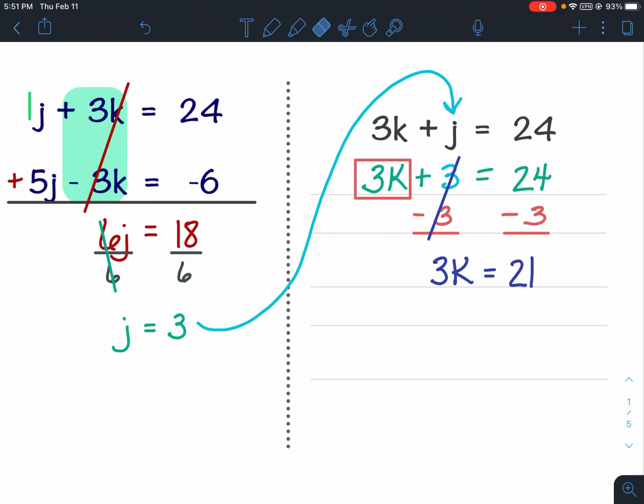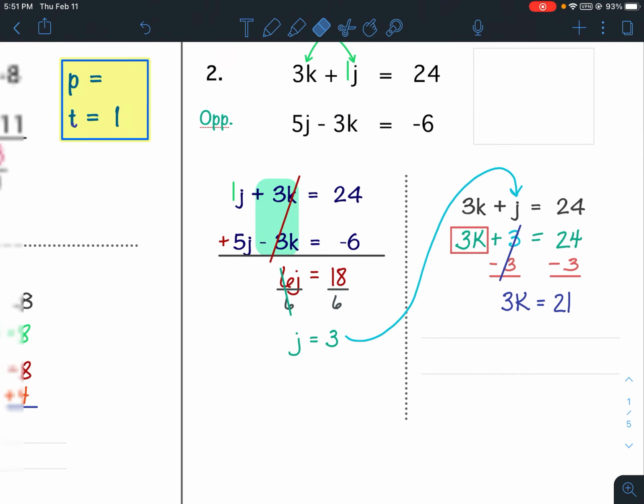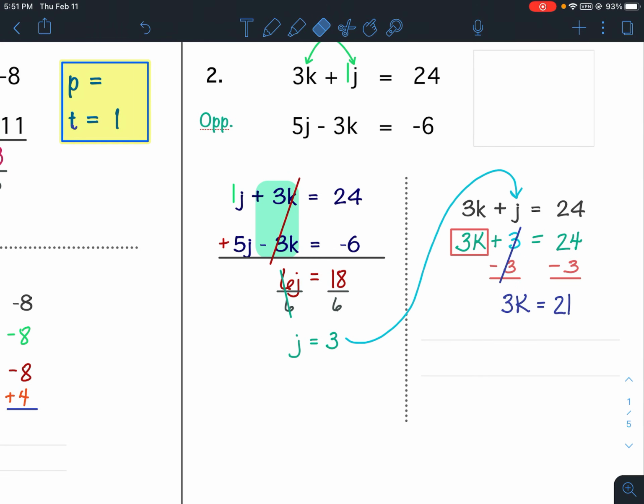All right. You're going to have to finish the rest of this on your own. Find the value of k, and you're going to put it up here in your answer. So you're going to have j equals 3 and whatever you get for k.